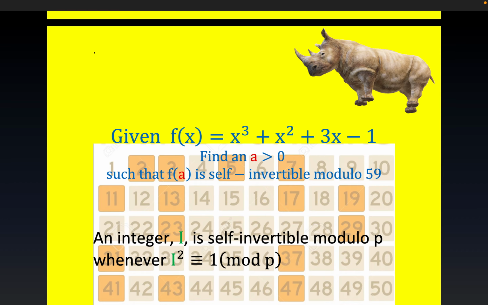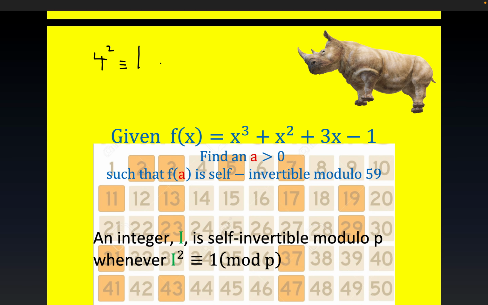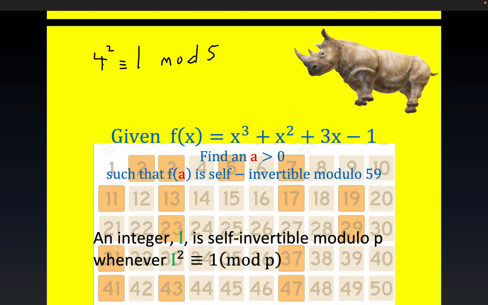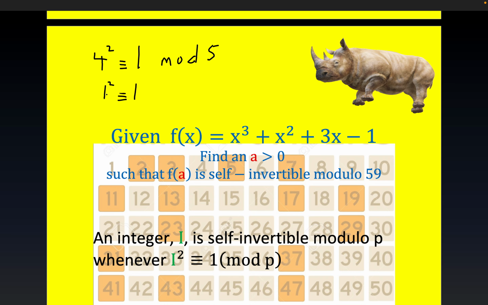Before we get into this problem, I want to give you a concrete example of what we mean by a self-invertible integer modulo something. 4 squared, the same as 4 times 4, right? So 4 squared is congruent to 1. I'm just using a small modulus, mod 5. All right, folks, 4 times 4 is 16, and 16 minus 1 is a multiple of 5. And of course, 1 squared is always going to work in any modulus. Congruent to 1 mod 5. And it turns out for prime moduli, it's always going to be p minus 1 or 1, okay?